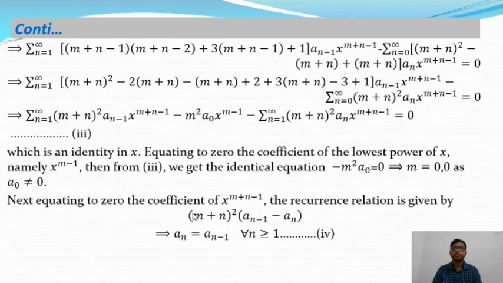So this is the coefficient of x to the power m plus n minus 1, and the coefficient of x to the power m plus n minus 1 will be the recurrence relation of the given differential equation, and it will be a n is equal to a n minus 1 for all n greater or equal to 1, and we can write it as equation number 4.